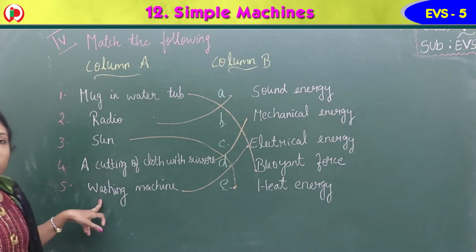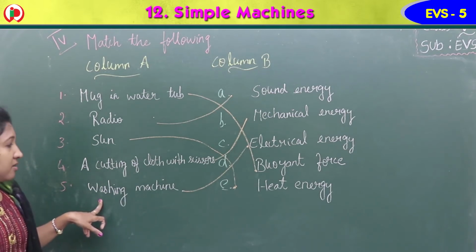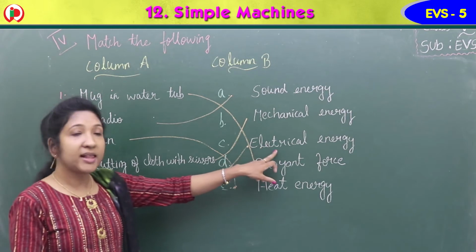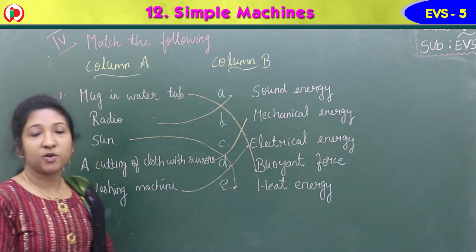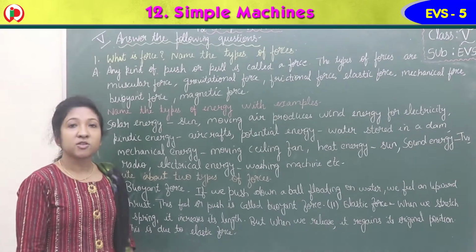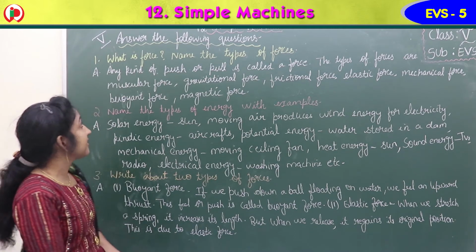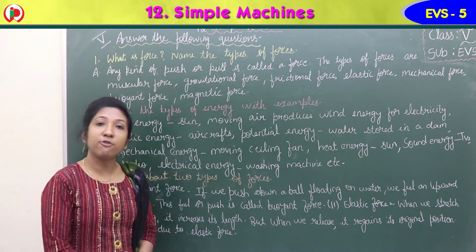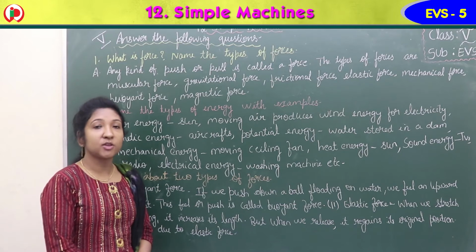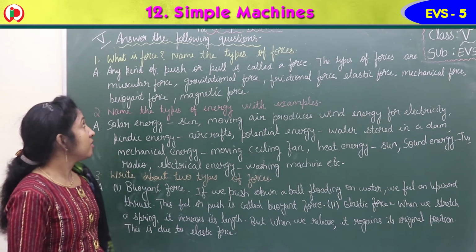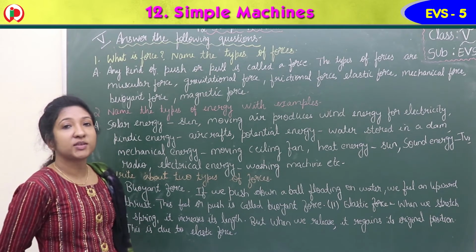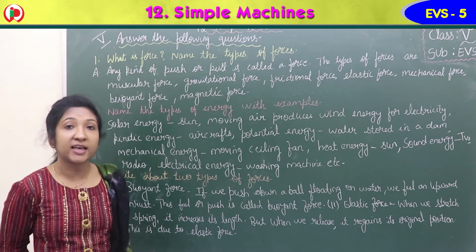The last one, washing machine, works on electricity. So washing machine matches with electrical energy. Okay? Children, so our next exercise, exercise 5, answer the following questions. So you have to answer the questions given. So first one, read out the first question, children. Which is the first question here?